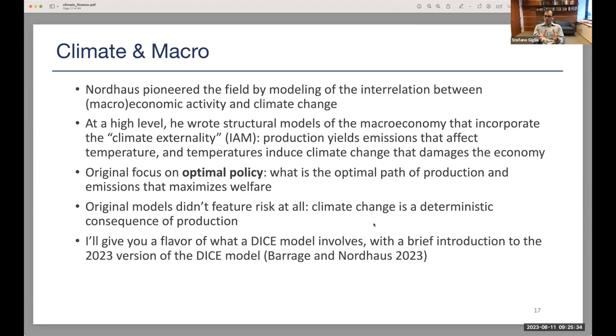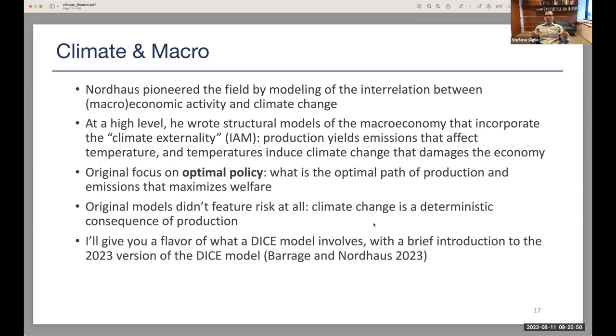But the idea is very simple. You have a standard kind of production model, right? And in this production, part of the production, there's an emission. The emission affects the temperature. The temperature ultimately affects climate change, which ultimately feeds back into the economy.